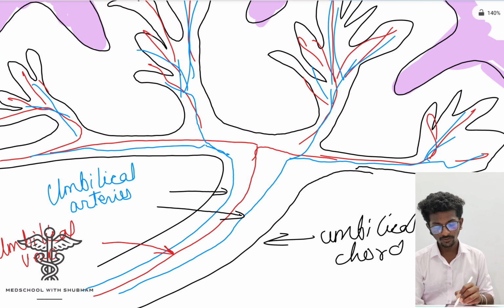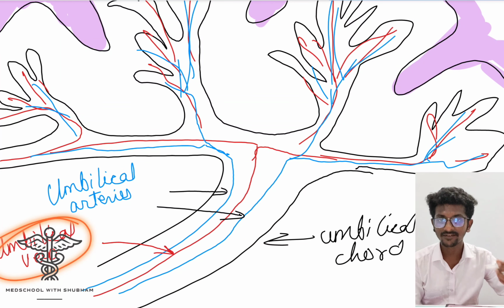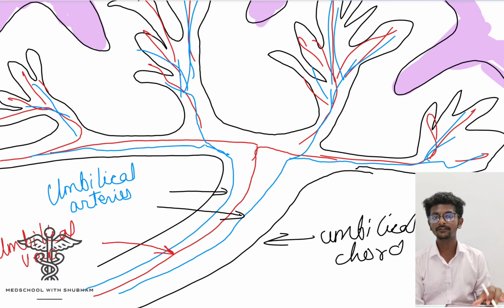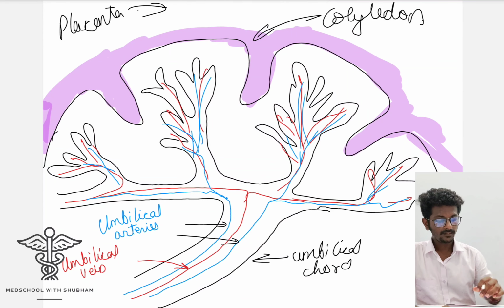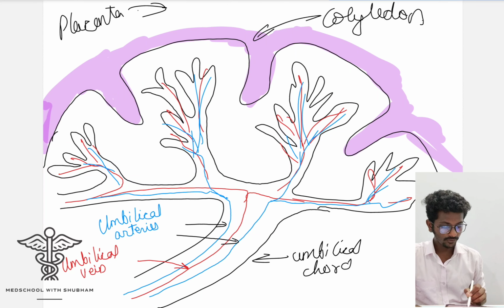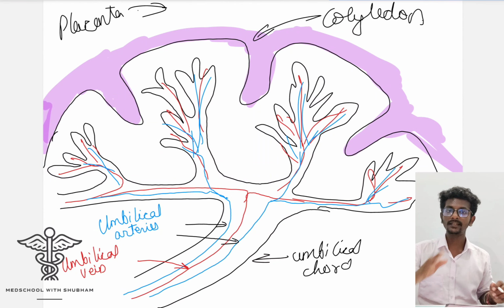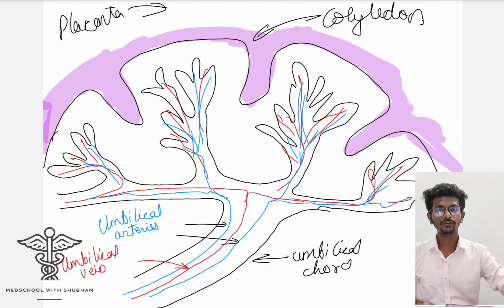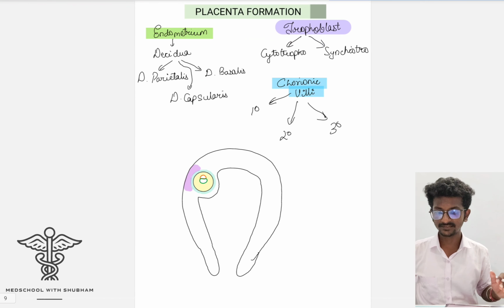So why have we drawn the umbilical arteries in blue color and the umbilical vein in red color? The reason for that I will be talking about in the fetal circulation topic. In that topic I will explain why I have drawn the umbilical artery in blue color and the vein in red color. So please stay and watch that video also. I will be uploading it in some days. I hope this was very clear to you, the placenta formation.